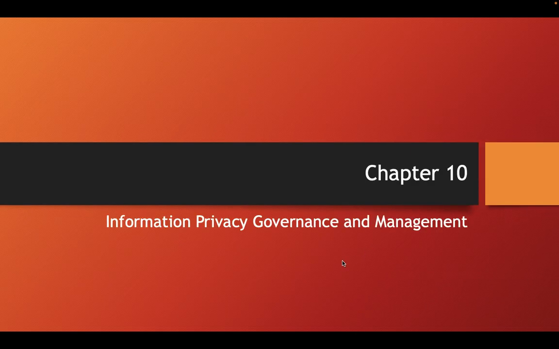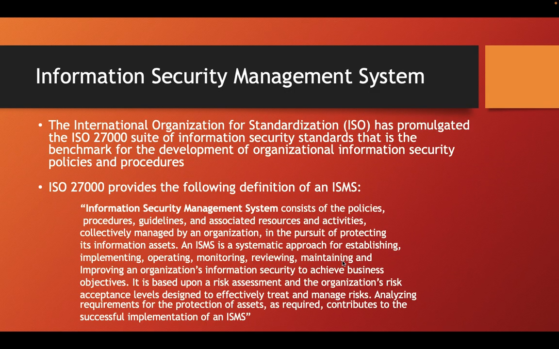This is Chapter 10 of this course, and Chapter 10 is Information Privacy, Governance and Management. In Information Privacy, Governance and Management, first and foremost, we're looking at what we call the Information Security Management System. Now, the definition of the ISMS, which is Information Security Management System, was first of all documented by the International Organization for Standardization.